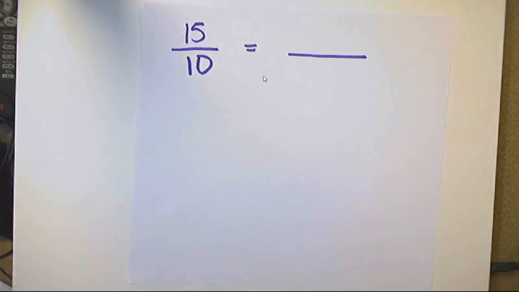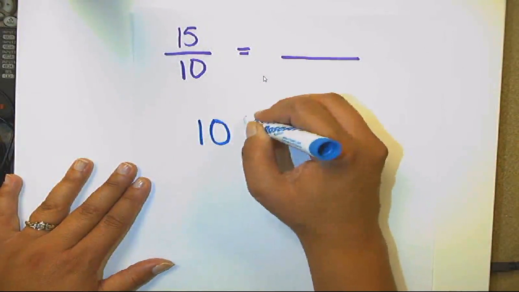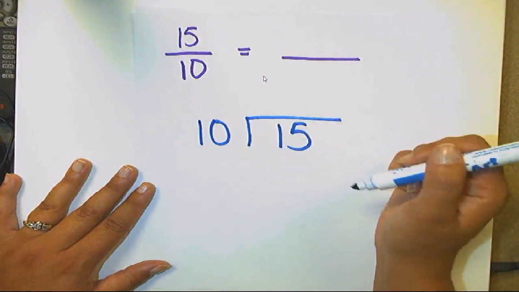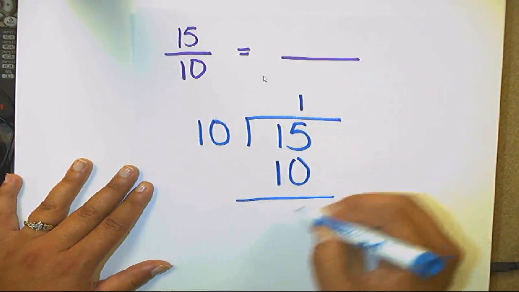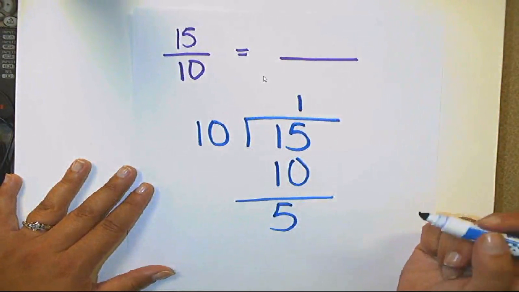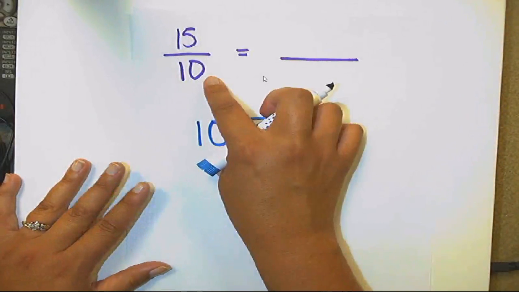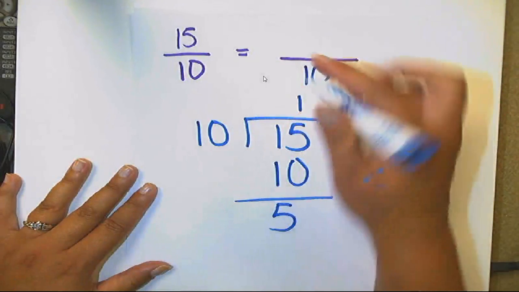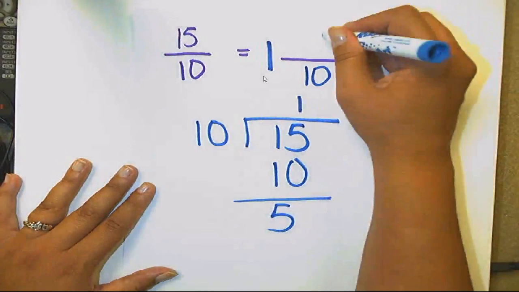Let's work out one more problem. 15/10. It will divide into our numerator. I know 10 will go into 15 1 time. I'm left with these. I know that my denominator is not going to change. And I know this 1 becomes my new whole number, and I know this 5 becomes my new numerator.